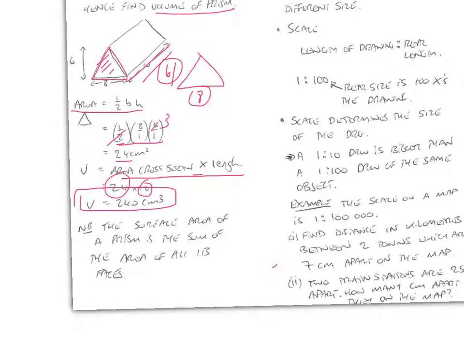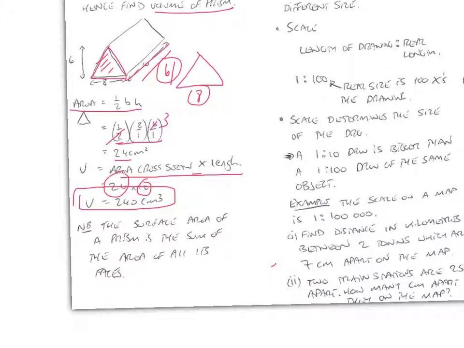Okay, and it's just important to note then that the surface area of a prism is the sum of the area of all its faces. So if you want to get the surface area of this prism here, you'd get the area of this, and you'd count the one in the back, you'd get the area of this, you'd count the corresponding one behind here, and then you get the area of the one that's sitting on the page.